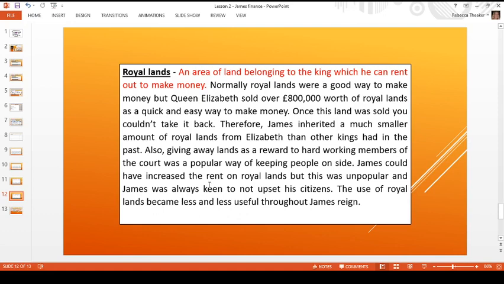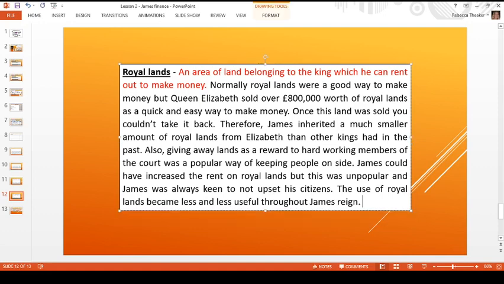He could have increased the rent on royal lands, but this was really unpopular, and James was always keen to not upset people. Sometimes it seemed as though James would happily put himself in a worse position in order to make other people happy. So he knew that he was in debt, but he would rather be in debt than increase a charge of something and potentially upset people. The use of royal lands became less and less useful throughout James's reign.